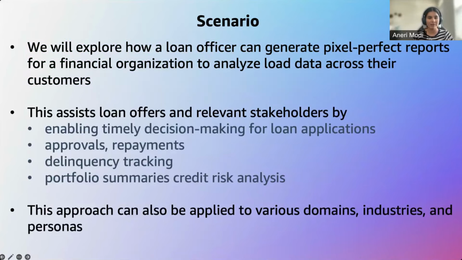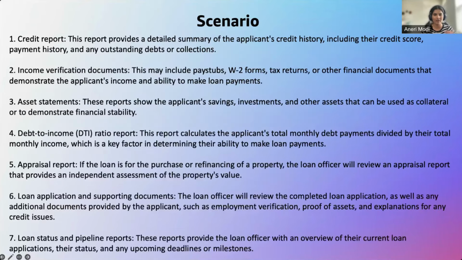So this will help the loan officer and relevant stakeholders for making timely decisions for loan applications, look at the approval, repayments, delinquency tracking, and also look at the portfolio summary for the credit risk analysis. Now, this is a scenario. This approach can be applied to various domains and industries and personas as well. And just to give a quick background on what kind of reports the loan officer will be looking at.